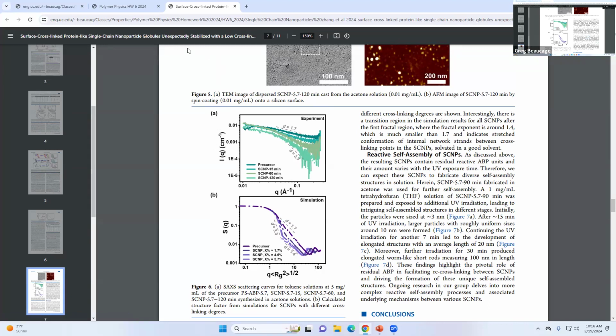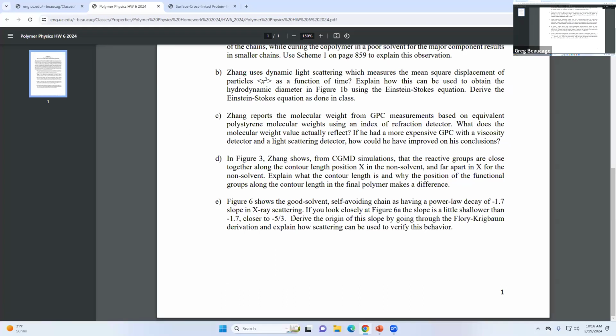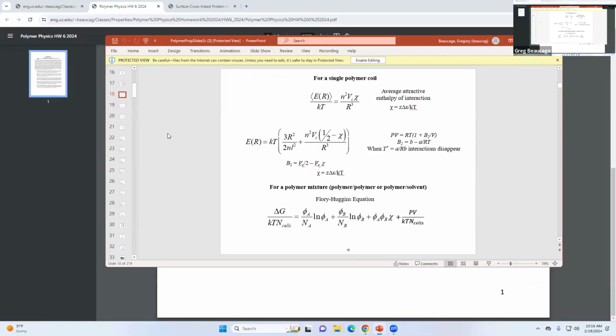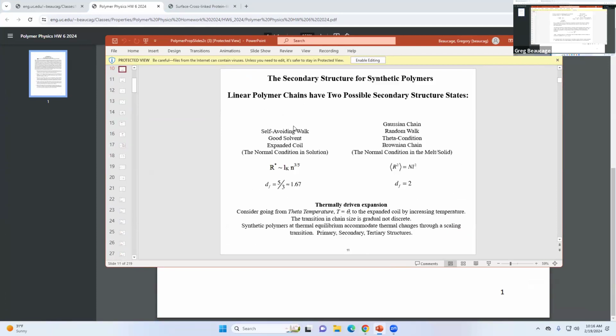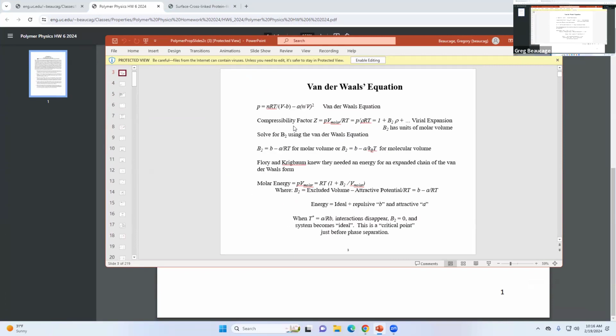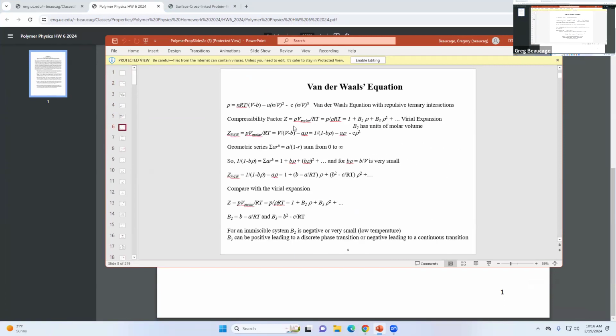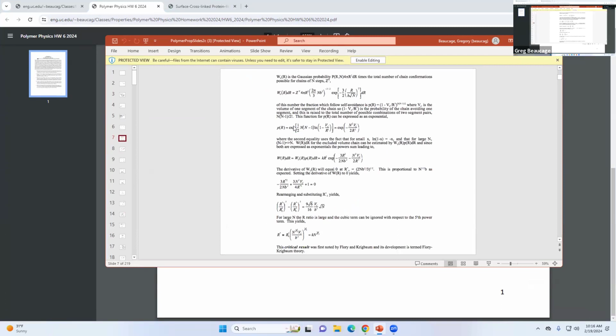Then how do you get that? I went through it and it says derive this. The Flory-Krigbaum derivation is done in class, so I did that. It works on this too. That's just the Flory-Krigbaum derivation.